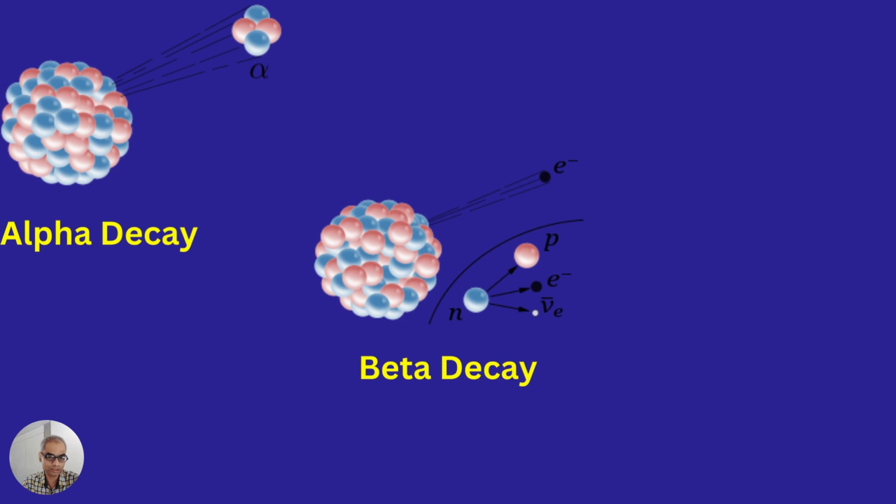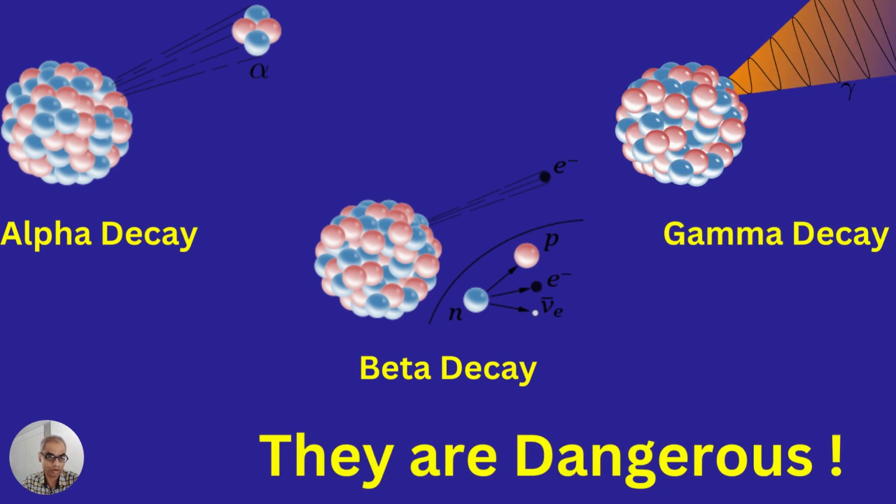We have seen the effect of these nuclear radiations in Hiroshima and Nagasaki. So these nuclear radiations are majorly three types of radiations. One is the alpha decay, the second one is beta decay, and the third one is gamma ray. All these are dangerous. Alpha decay consists of helium nucleus, which has two protons and two neutrons, whereas beta decay is nothing but an electron with very high speed. Gamma rays are high frequency, high energetic rays, and all of them are equally dangerous.